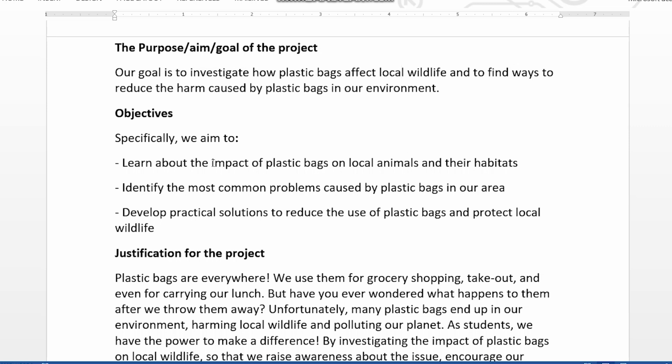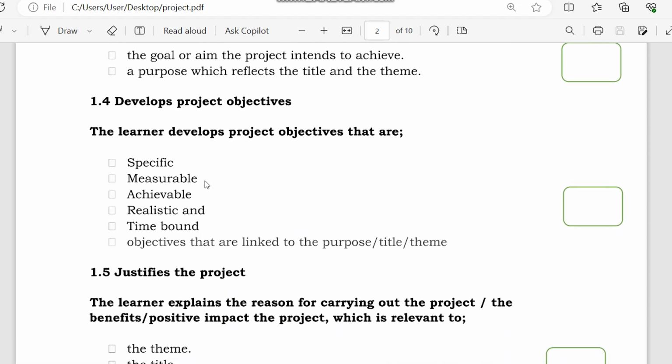This can be measured. It is SMART. First, it is specific, impact of plastic bags. Second, you can measure it by the time you reach that you do the project. Also, you can achieve it within a specific period of time, which is up to the second term of Senior 2. It can be achieved by a learner, and it is also realistic. Moreover, it is also related to the theme or title. So the learner can qualify to get this.